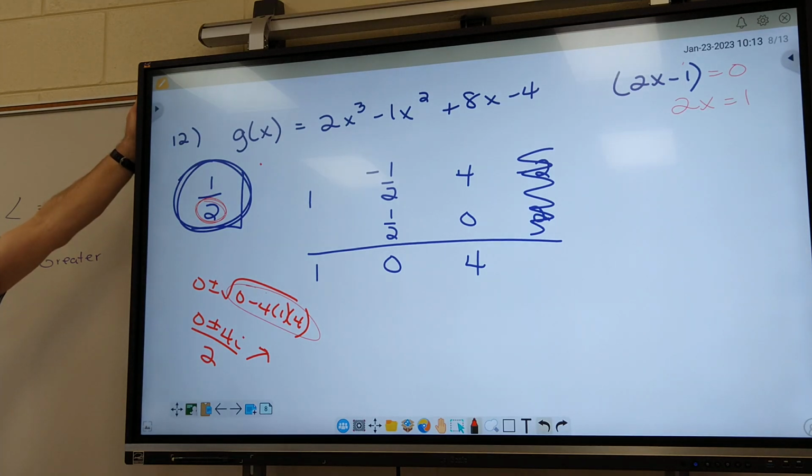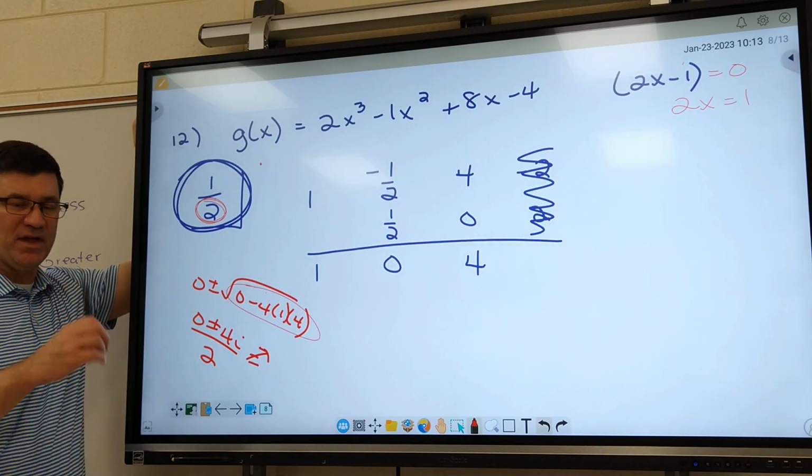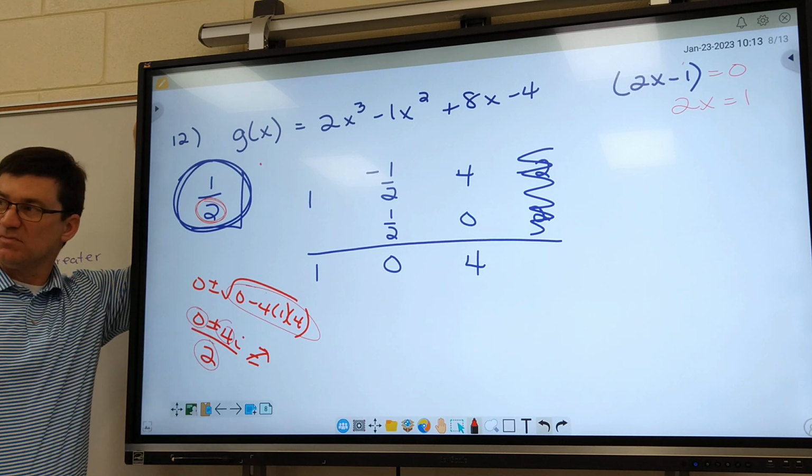When it's a negative, just add an i. Now, we can't find both answers. When it's like this, you've got a plus and minus but an i, you just got to leave it alone. The only thing we can do is divide by 2, divide by 2, divide by 2.